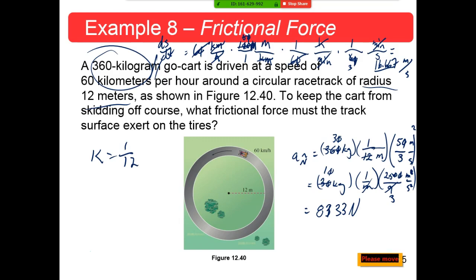All right. Any questions on that? That seems like a lot of force. What frictional force must the surface exert on the tires? That's a pretty hefty amount. I think I'd slow down if I was that kid, or whoever it is. Okay. Any questions?